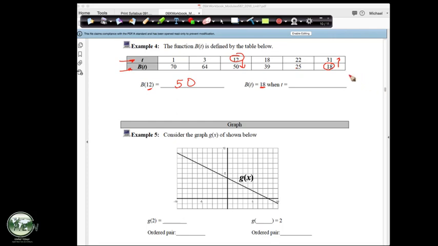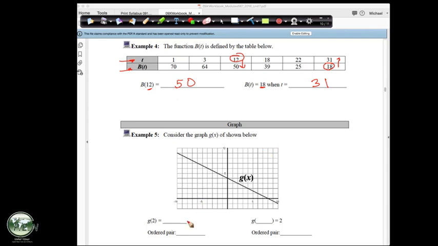And so 18 is going to be 31. Okay? T is 31 when the output's 18. Notice there's another 18, but this is when the input's 18, the output's 39. So it's a completely different question. So far, so good? Awesome.